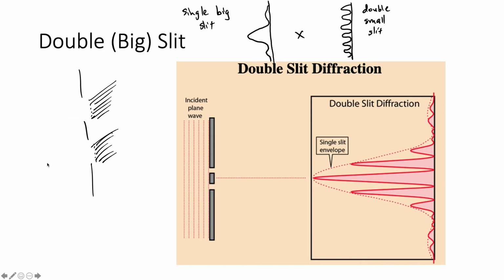So the upshot is that if you go ahead and do the mathematics, the integral and then the sum, then you get the pattern is a multiplication between a single big slit and a double small slit. It's well illustrated in this picture here, which I took from hyperphysics. You have your multiplication of the single big slit, which is this envelope over here, the single slit envelope, and then it multiplies with the double small slit, which is the small fringes, this small pattern over here.